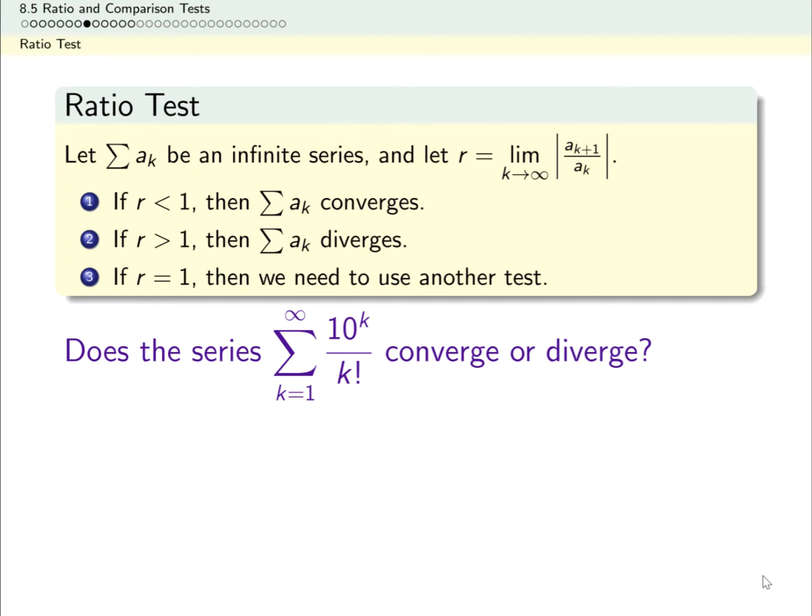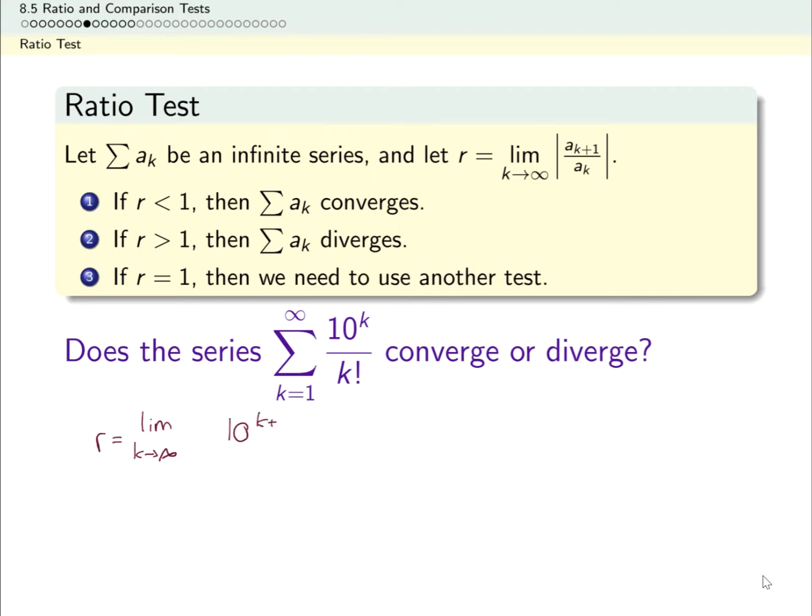When you see a factorial in a series, it's usually a good indication that the ratio test will be helpful for determining whether it converges or diverges. So let's apply the ratio test to this series. My terms are all positive, so I don't need to worry about the absolute values.